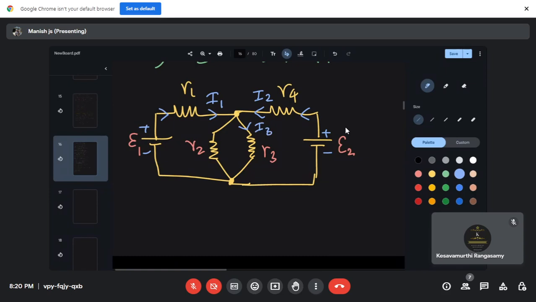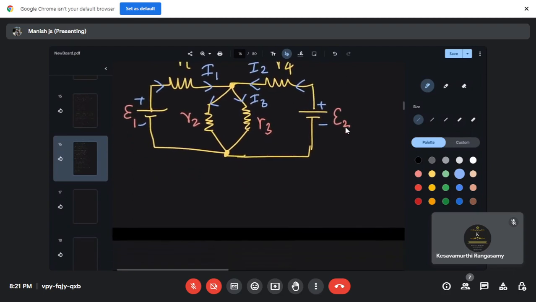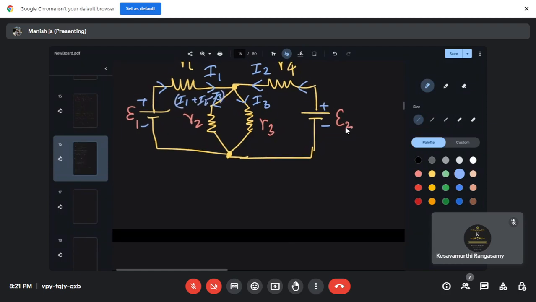Then what would be the amount of current passing through R2? Anybody? If out of I1 and I2, I3 amount is going through R3, then how much will go through R2 as the balance? It will be I1 plus I2 minus I3. Exactly. That's all. That is what I am writing: I1 plus I2 minus I3 through R2. Like this we are writing.